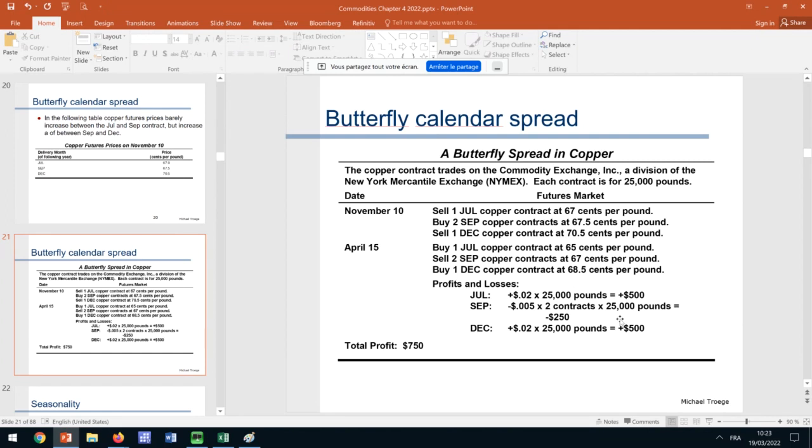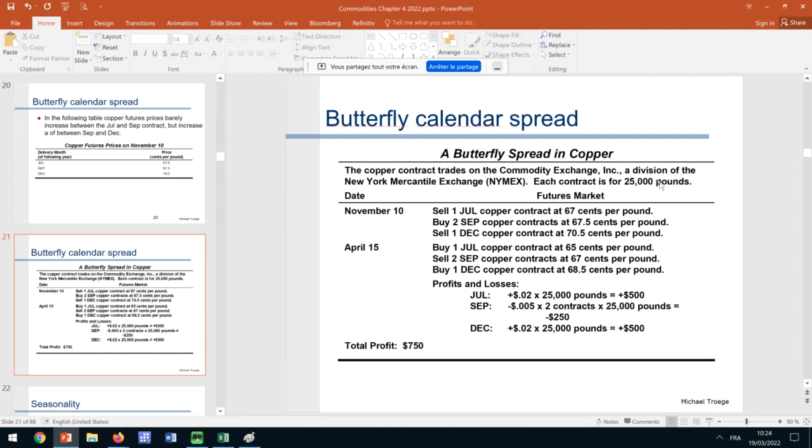And that's what we would have expected. Now, what was happening with our different positions? Let's first look at the profit we made on the July contract. We have a short position. So it went down from 67 to 65. We have a price change of 3 cents. Okay, no, 2 cents, sorry.